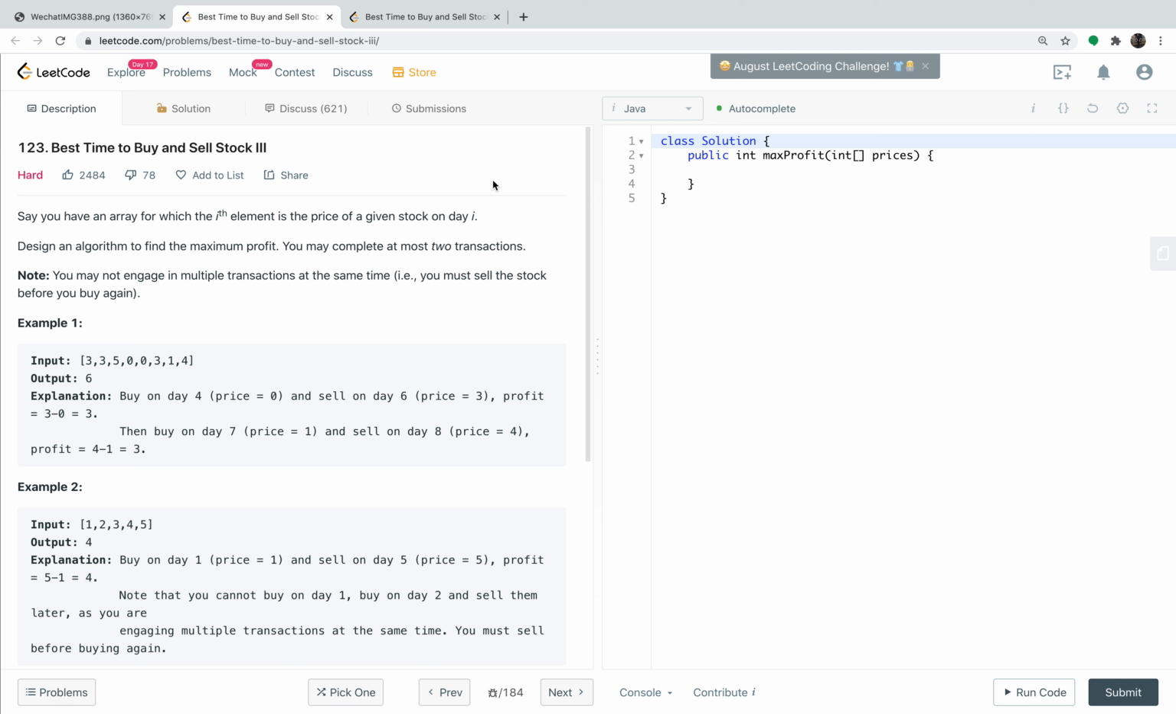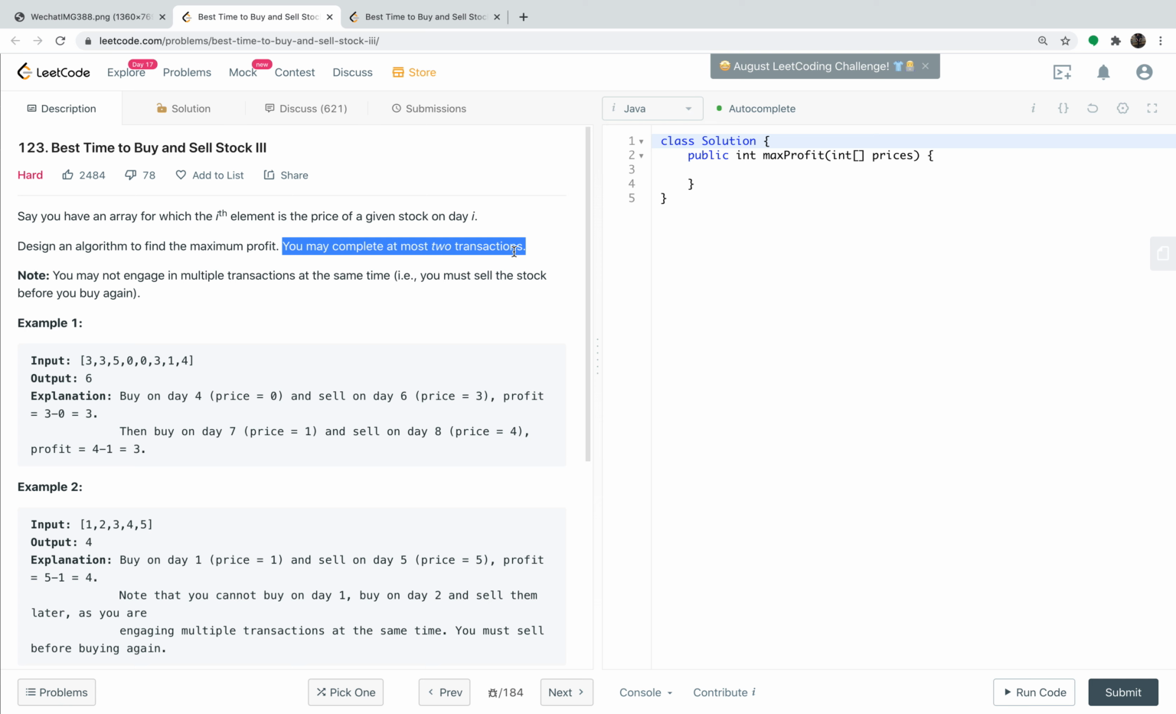So let's first see the question. Right now you are still given an array of prices. However, in comparison, you can only complete at most 2 transactions in this question. So right now you are given a limitation, that you can only do 2 transactions instead of as many transactions as possible. So how do we do this problem?